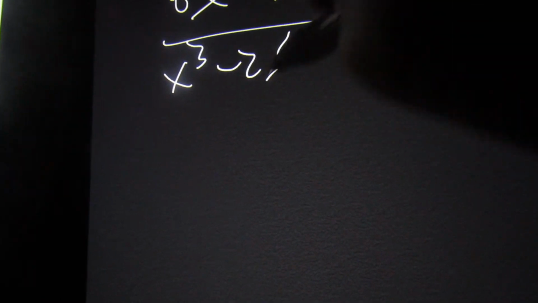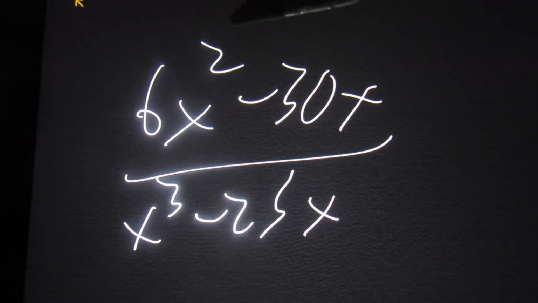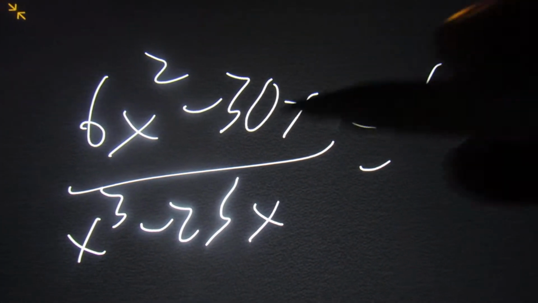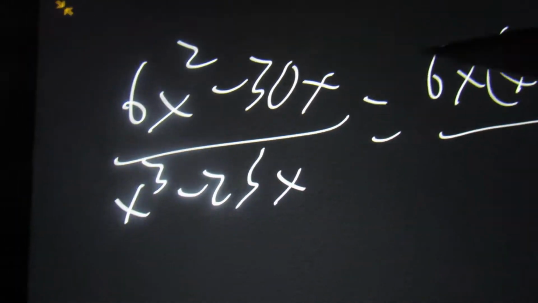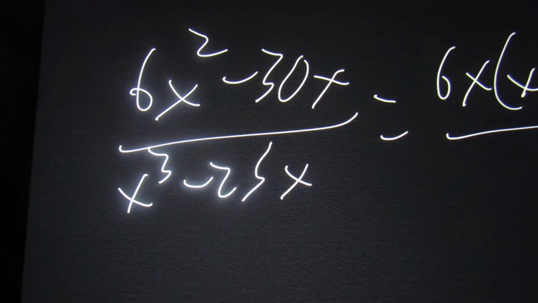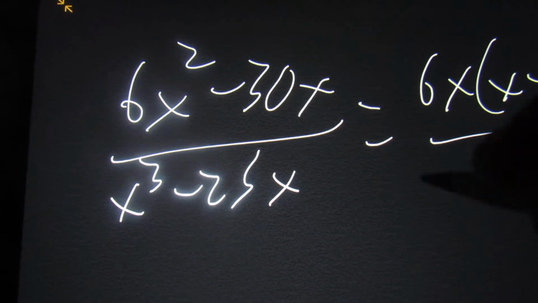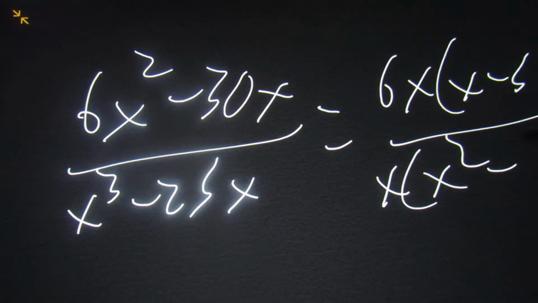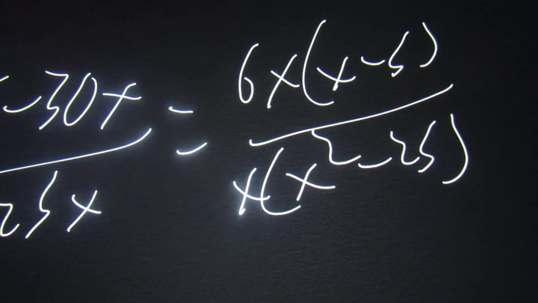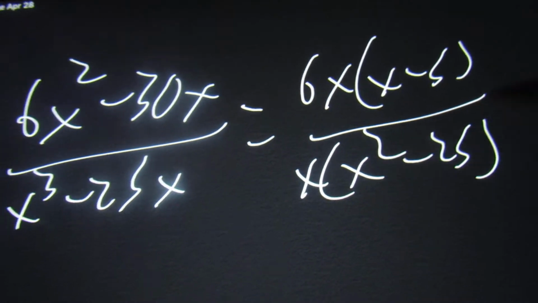Okay, so the next one, let's say we have 6x squared minus 30x over x to the 3 minus 25x. So on the top, we can factor out a 6x, and we're left with x minus 5. On the bottom, we can factor out an x, and we're left with x squared minus 25. Okay, note, x squared minus 25 is one of those difference of two squares, so we can factor that.